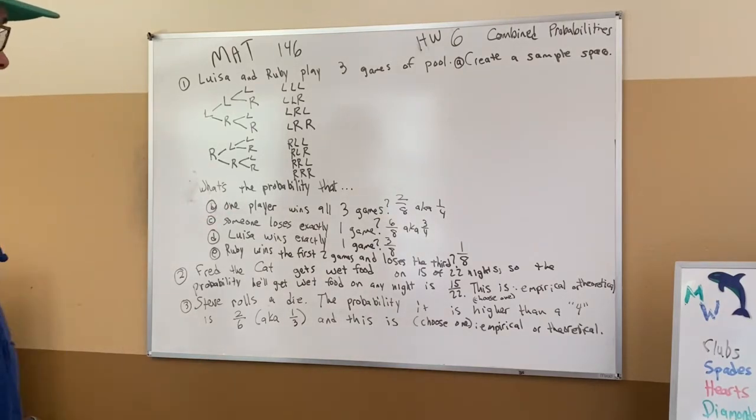Okay, Fred the cat gets wet food on 15 of 22 nights. So the probability he'll get wet food on any night is 15 of 22. This is, and you must choose one, empirical or theoretical.